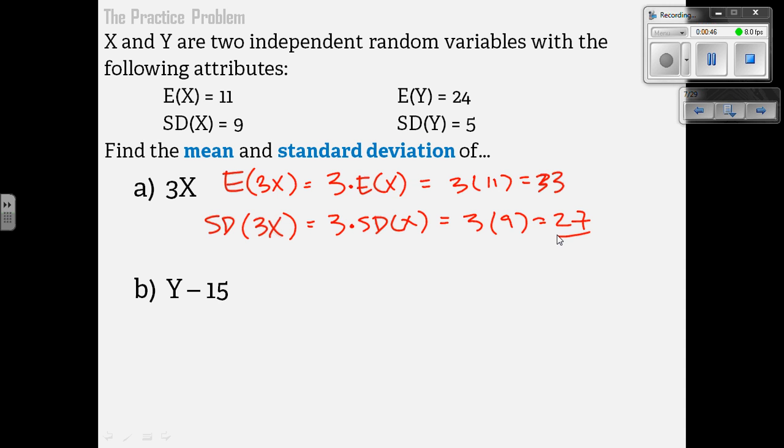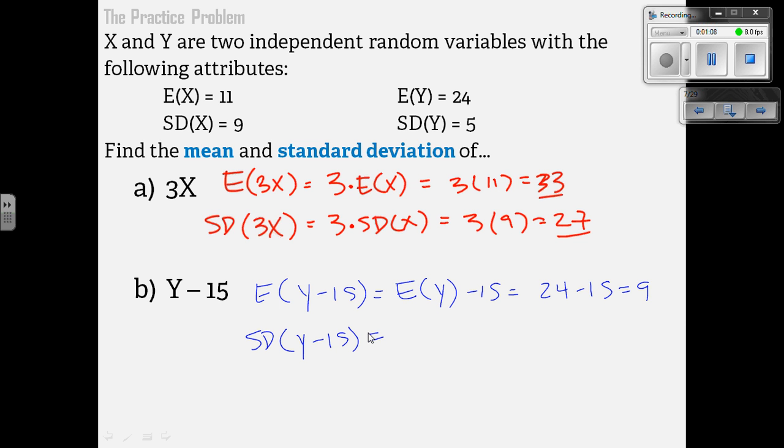Okay. Easy enough. All right, so for the second one, we are subtracting a constant. The expected value, when we're subtracting a constant, is just the original expected value minus that same constant. So 24 minus 15 is 9. However, for standard deviation, our rule was that it doesn't change when all we're doing is adding or subtracting a constant. So this is just going to stay the standard deviation of y. It's not going to change, so it's just going to stay at 5.